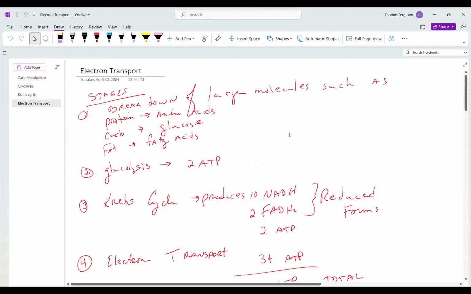Now, second stage is glycolysis. And glycolysis takes glucose to pyruvate and acetyl-CoA. And we produce 2 adenosine triphosphates. Now, if you're a yeast, that's it. You only get out of 1 molecule of glucose 2 ATP, as opposed to us, which gets 38 ATP.